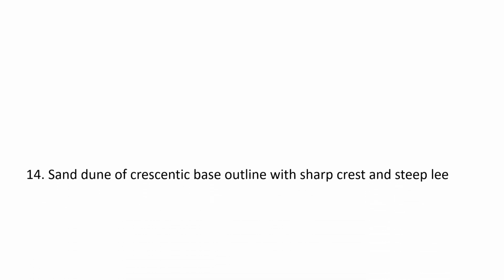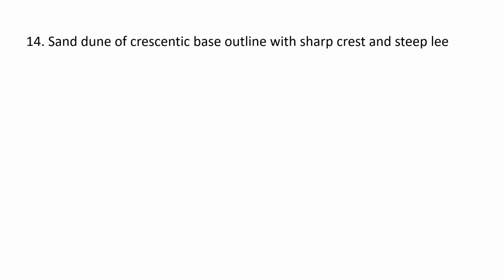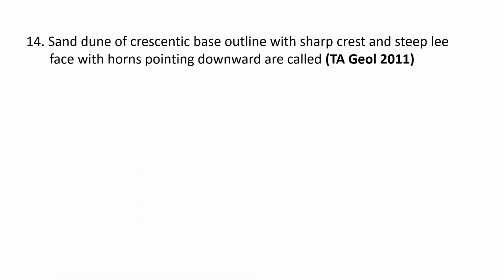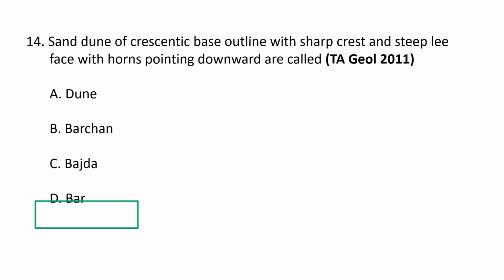Next question. Sand dune of crescentic base outline with sharp crest and steep lee face with horns pointing downward are called A. Dune, B. Burchen, C. Basda, D. Bar. So the correct option is B.